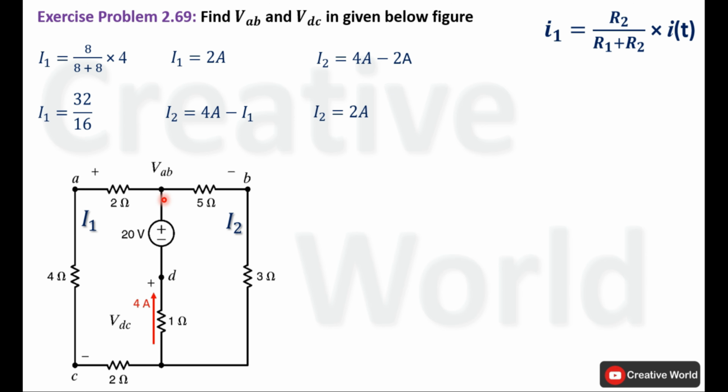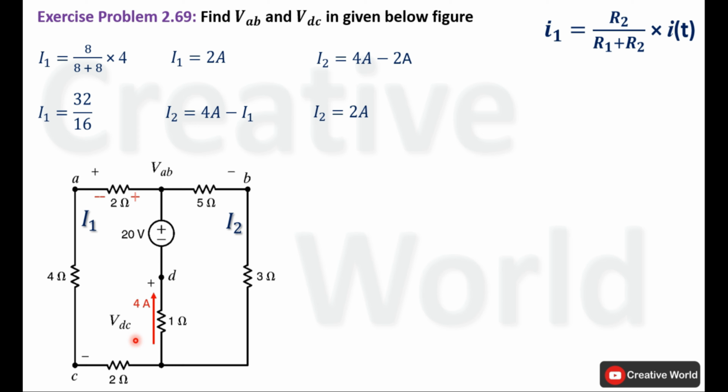On this node, 4 ampere current is entering and it is distributing equally in these two branches. The direction of this branch current will be clockwise and this branch current will be counterclockwise. So according to the direction of current through these branches, we will assume the polarity of voltage across these resistive elements using passive sign convention theory.